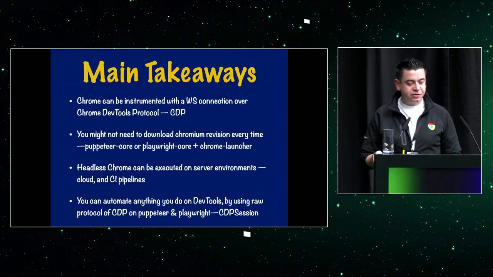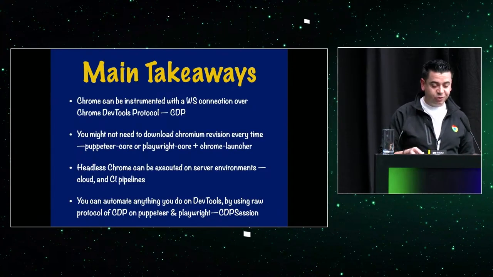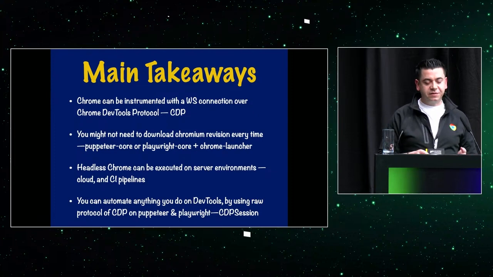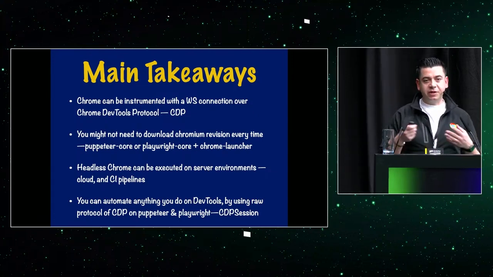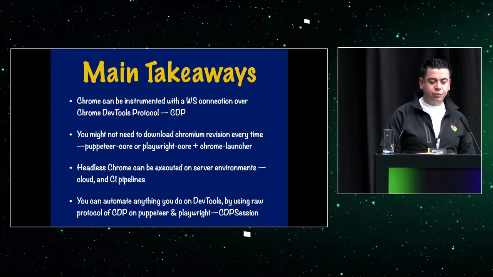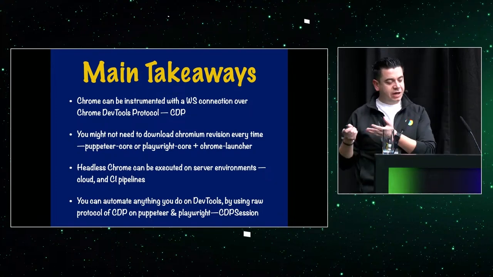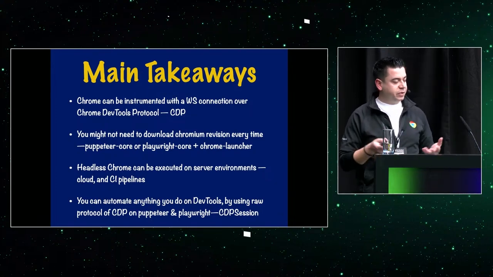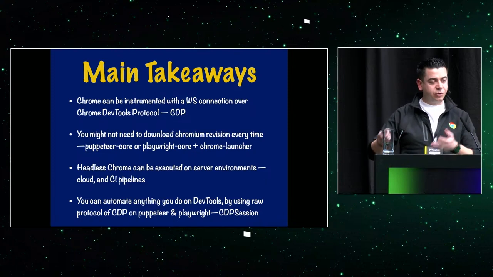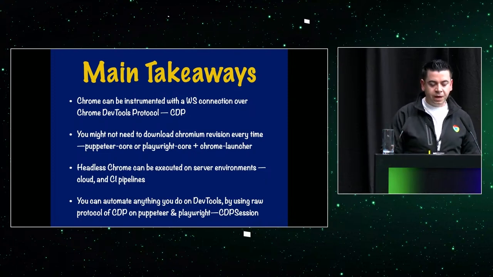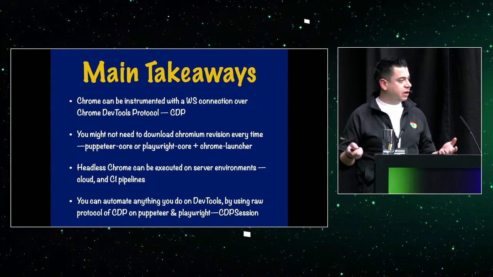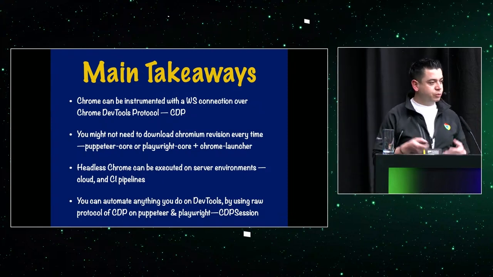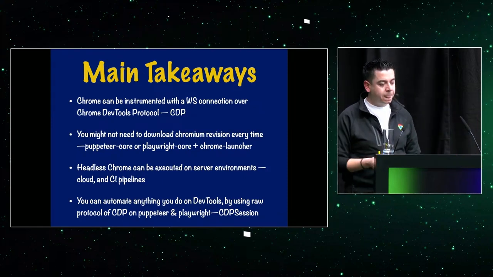So, main takeaways of this talk: Chrome can be instrumented with a WebSocket connection over Chrome DevTools Protocol, no matter where it's launched. And you might not need to download a Chrome revision every time. Puppeteer Core or Playwright Core plus Chrome Launcher can do it for you. Headless Chrome can be executed on server environments. Think about cloud, CI pipelines, or on-premise service. You can run it anywhere.